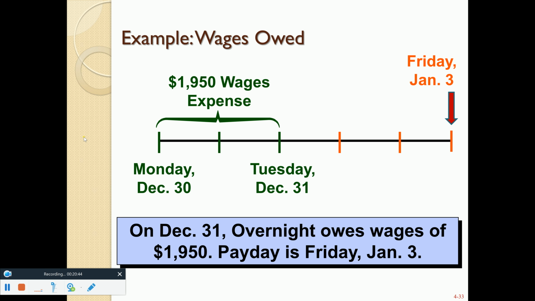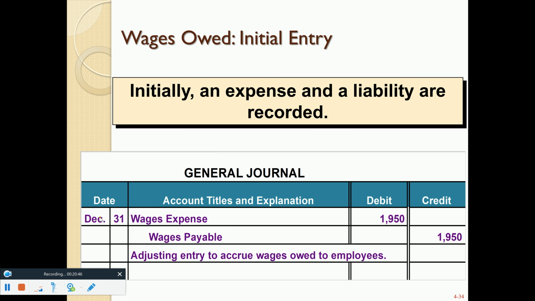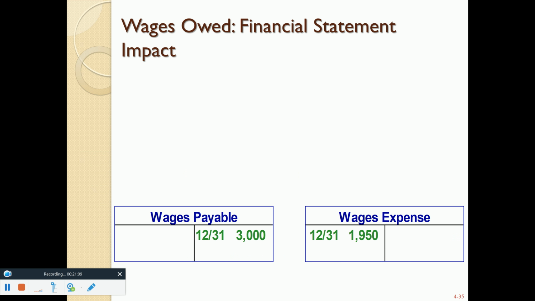And so the journal entry is going to look like this. On December 31st, this is what we need to record as an adjustment. We need to record the wages expense for $1,950. And today's not payday, so we have this liability called wages payable. And remember, liabilities are increased with credits. So that is a good example of accruing an expense.